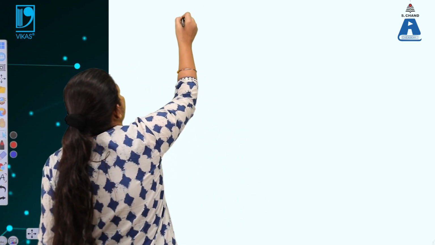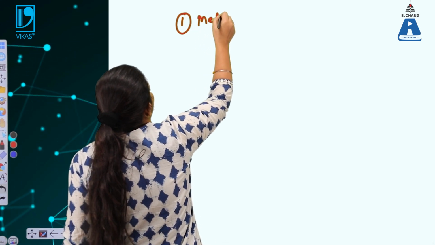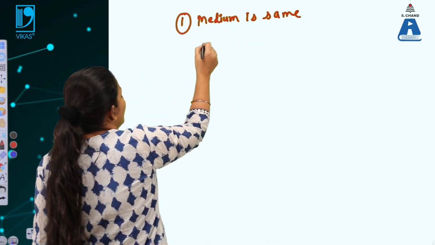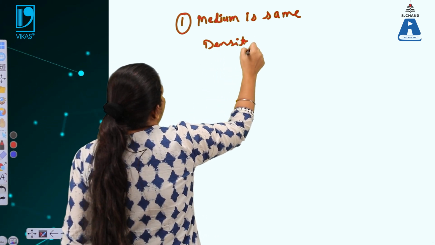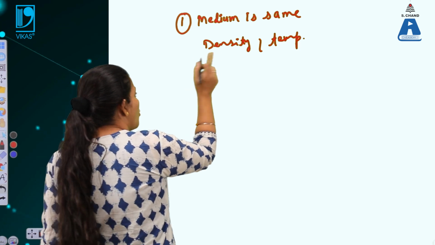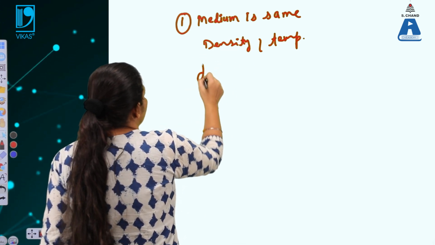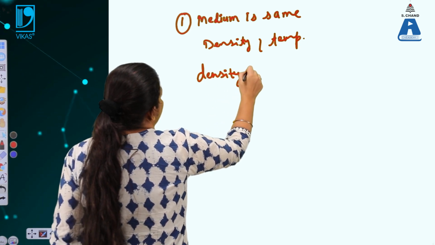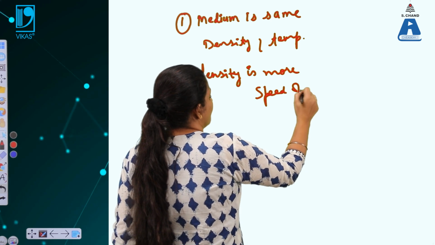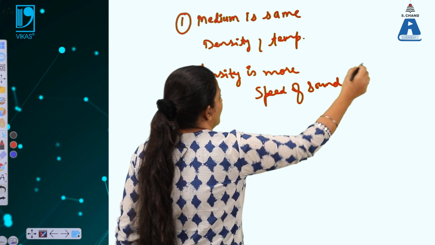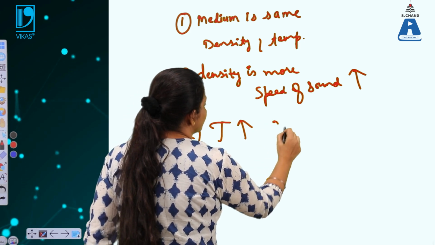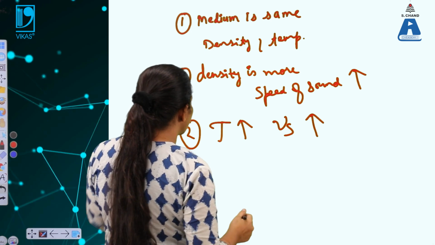We know that in the first case, when the medium is the same, there are two factors: one is the density and the second is the temperature. So that implies that when the density is large, that is, the more the density of the medium in the same medium, the more the speed of sound. The second factor is the temperature. When the temperature rises, the speed of sound Vs also increases. So that is within the same medium.